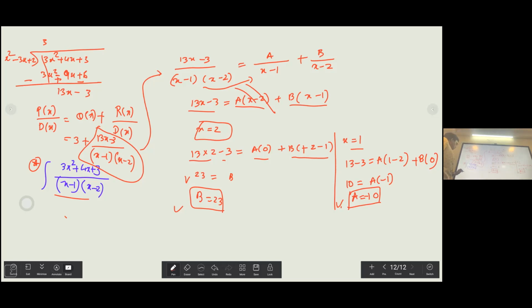Now what we get is basically this can be written as 3 plus A is negative 10, so negative 10 upon x minus 1 plus B is 23 upon x minus 2. Now you integrate this, you'll get the final integral as 3x minus 10 ln|x minus 1| plus 23 ln|x minus 2| plus c. That's basically the integration of this.